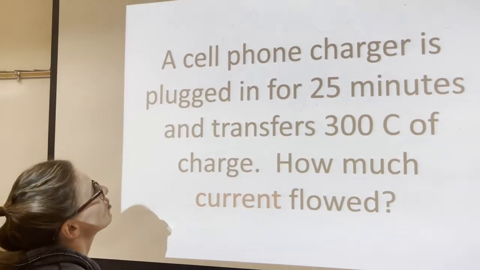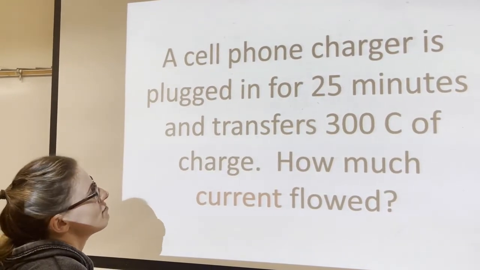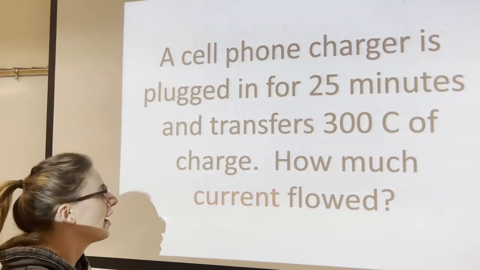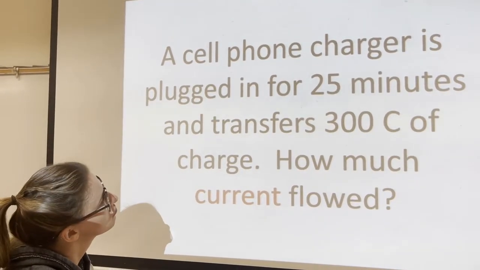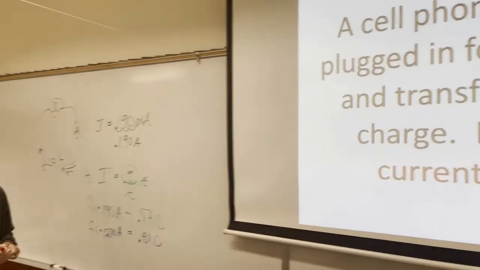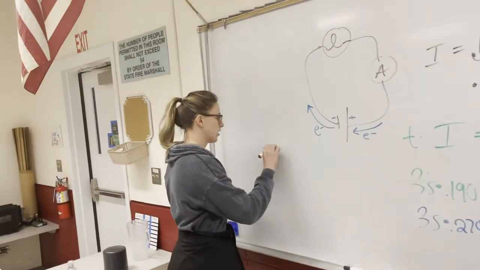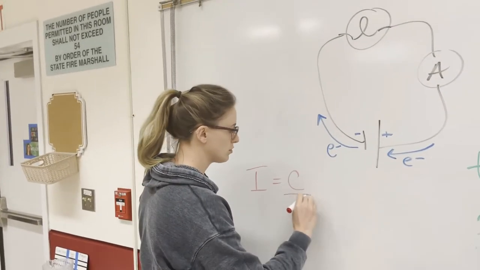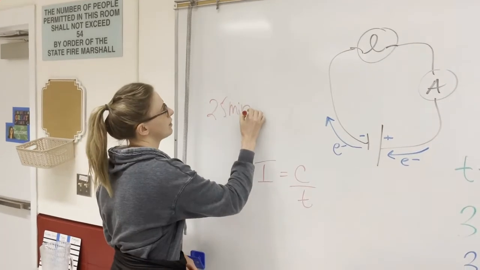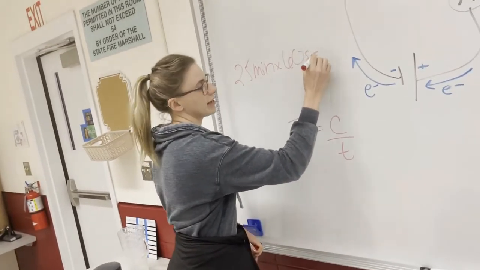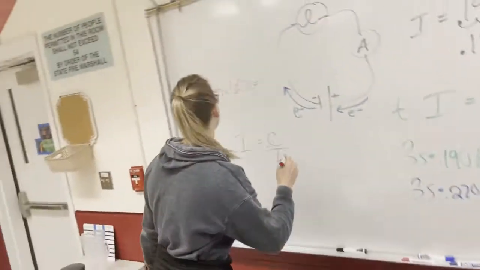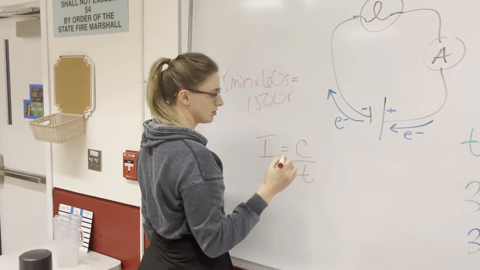Okay, so a cell phone charger is plugged in for 25 minutes and transfers 300 coulombs of charge. How much current flowed? Well, current is coulombs per second, so we need to know how many seconds are in 25 minutes. We want coulombs over time, and we have 25 minutes. So I can just multiply that by 60 seconds, right? Should be 1,500. Okay, 1,500 seconds, so that's my time.